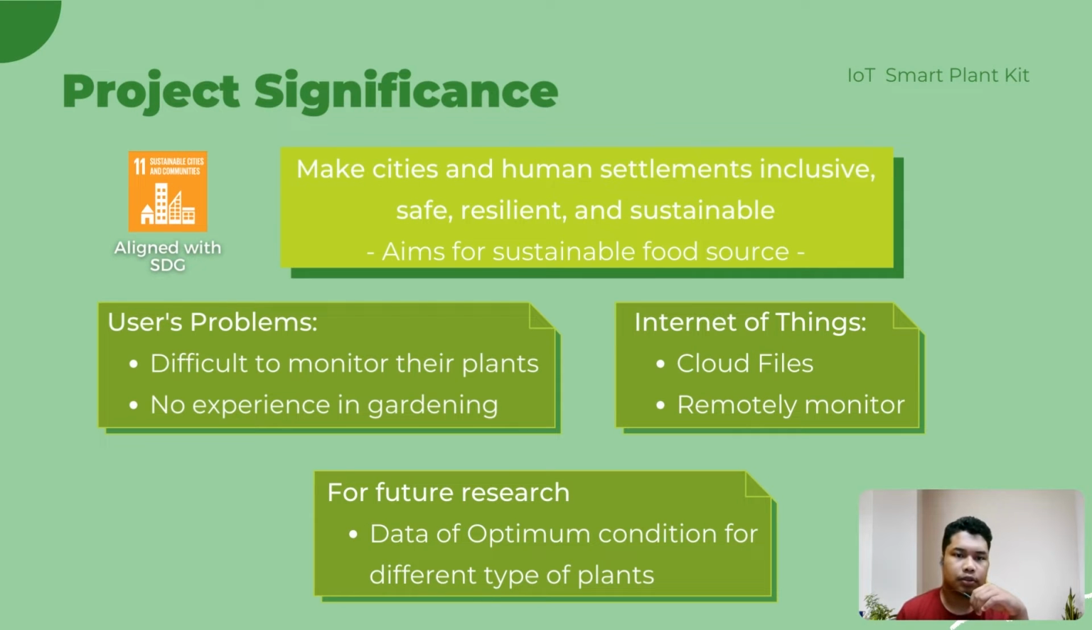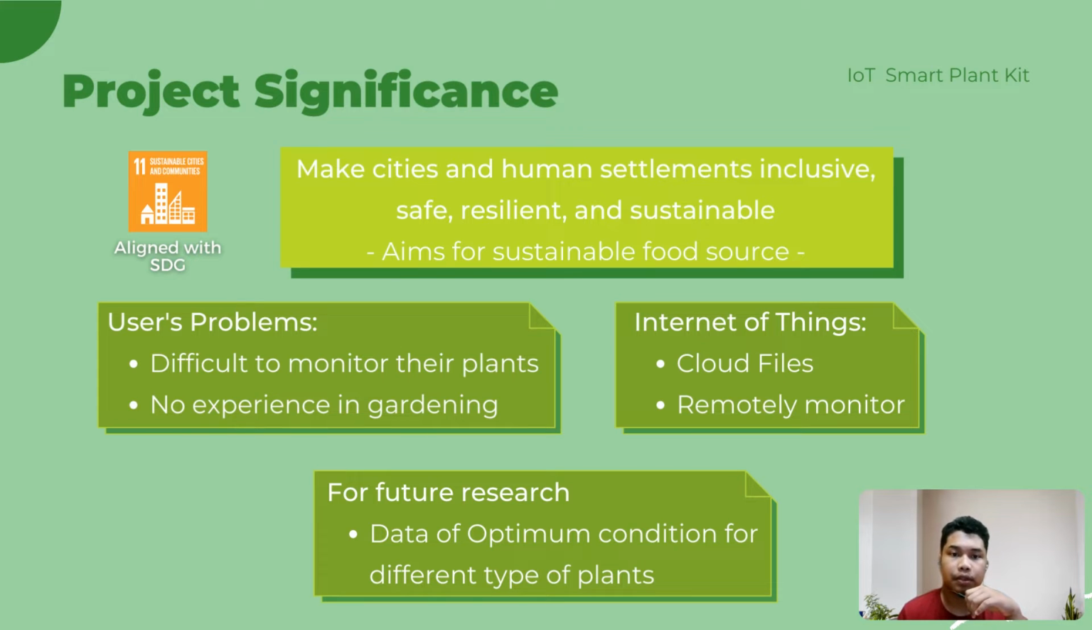Lastly, for the project significance, this project is aligned with one of the Sustainable Development Goals, which is number 11, make cities and human settlement inclusive, safe, resilient and sustainable, where this project aims for sustainable food source by encouraging people to grow food at home.